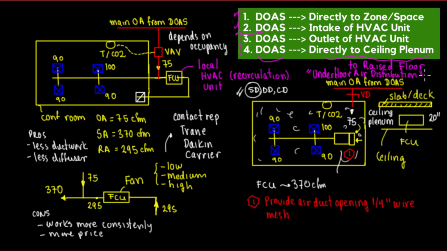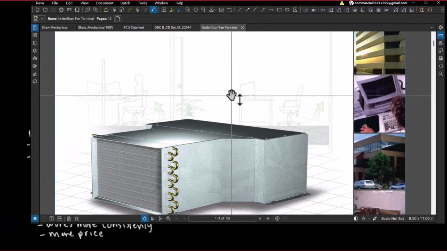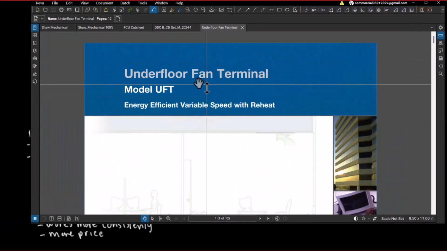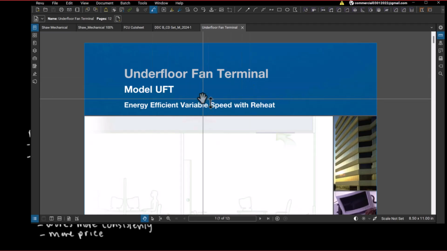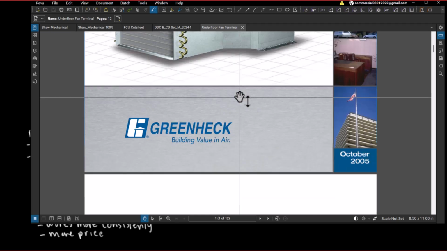And actually, I've seen these projects mainly in libraries, but I'm going to show you a product, for example. So there's a product in GreenHack, and I'm not sponsored or anything by GreenHack, but I was just looking at this. So if you see here, this is an underfloor fan terminal model UFT, energy efficient variable speed reheat. So this is the terminal unit, it's underfloor.